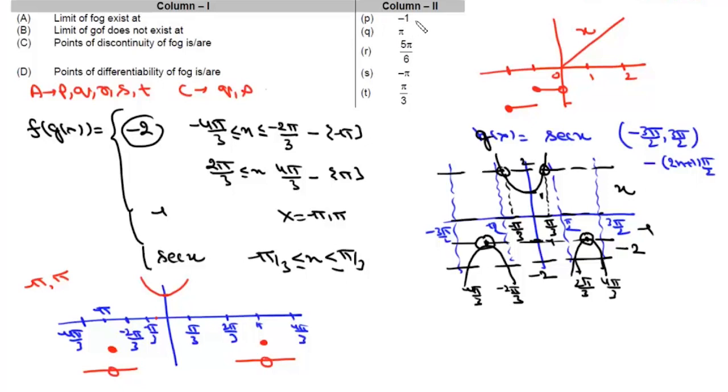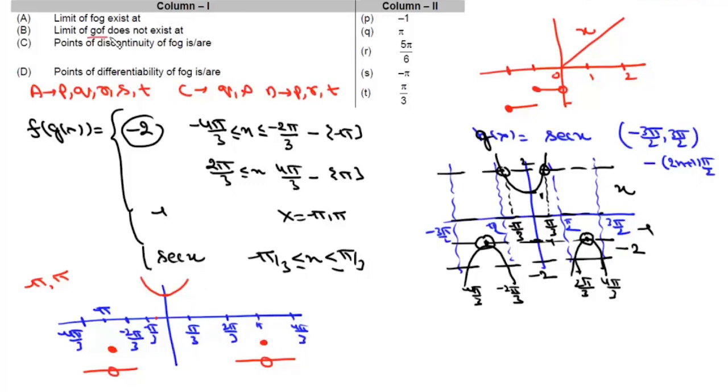Now at minus 1 it will be differentiable. So for d we have p. At pi it is not differentiable. At 5 pi by 6 it will be differentiable. So it will be this pr. At minus pi it is not differentiable. At pi by 3 we just have to check its left hand derivative, and the left hand derivative for this function will exist. So it will be this p, r and t.